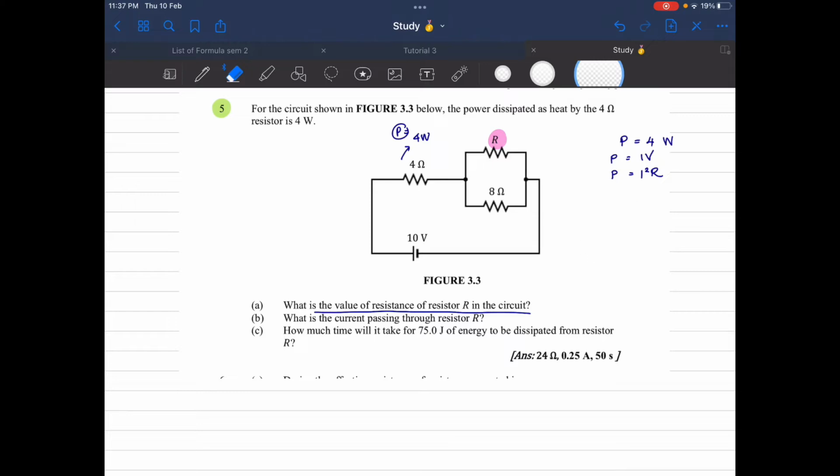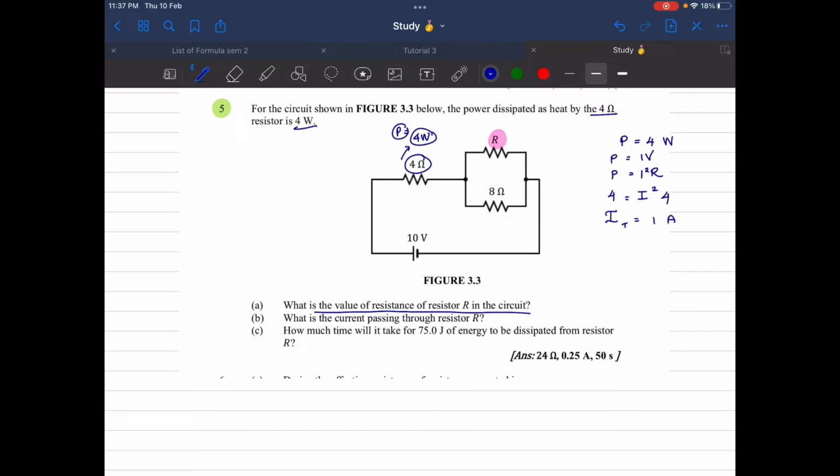And then I know that the power is 4, and then dapat I square, and then R is the resistor 4 lah, sebab power daripada resistor 4 kan, 4. So I got the I to be, I think 1A. Okay, so this is the I total.